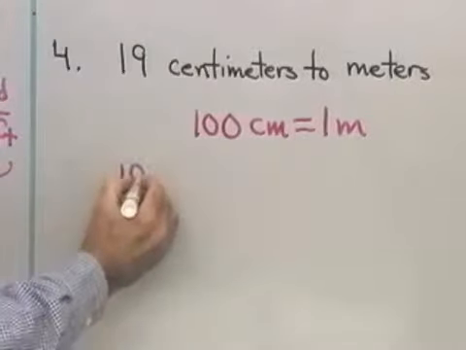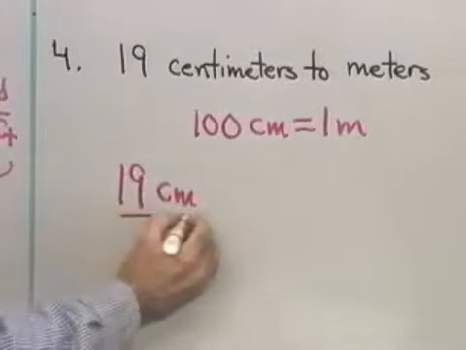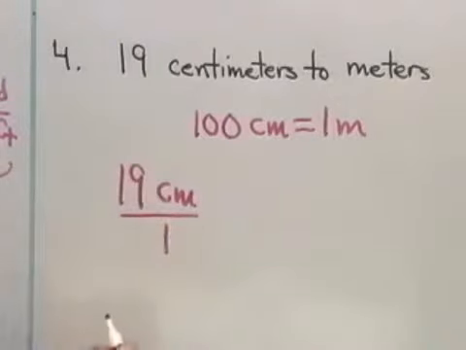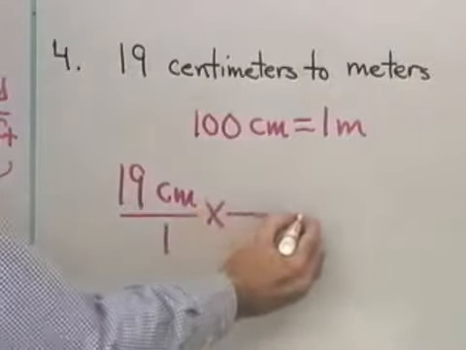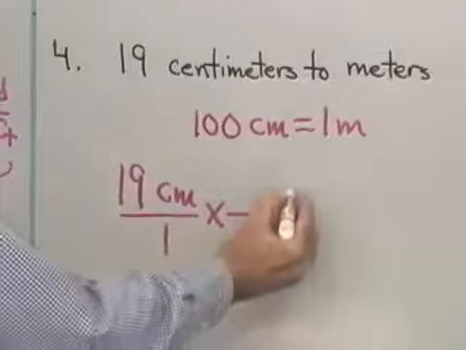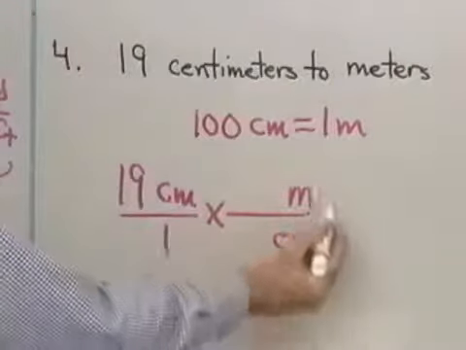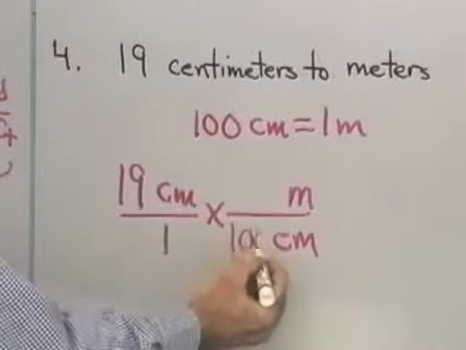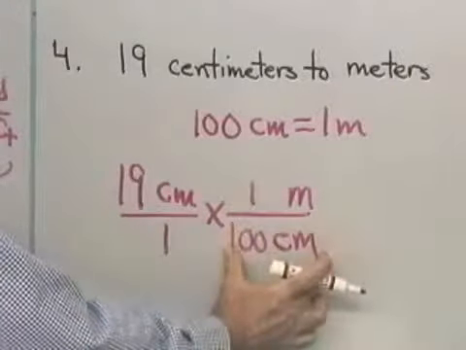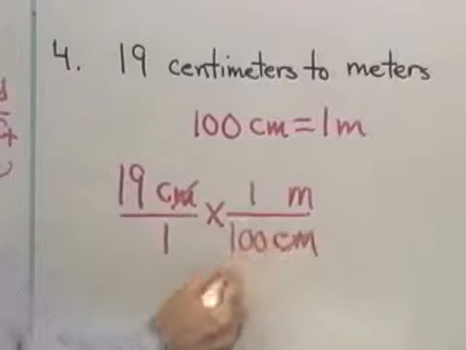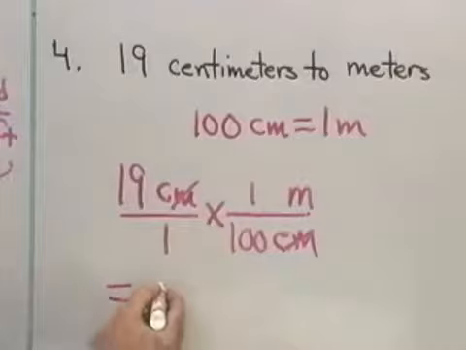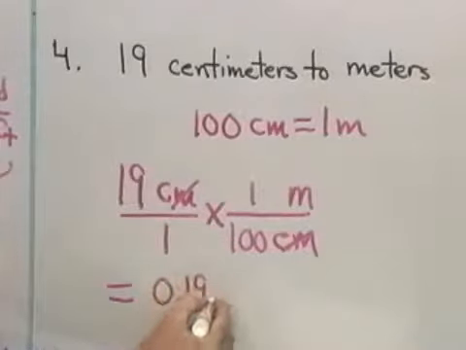So I'm going to start with my 19 centimeters. Remember, that's over 1. You don't have to write this over 1, but I'm doing it just to remind you that that is in the numerator. Times a conversion factor that will have centimeters in the denominator, so they will divide out. I want to end up with meters, and I want this to be equal to 1. So there will be 100 centimeters in every 1 meter. This is the same as the number 1, 1 meter over 1 meter. Centimeters divide out, and I have 19 times 1 divided by 1 times 100. That will be 0.19 meters.